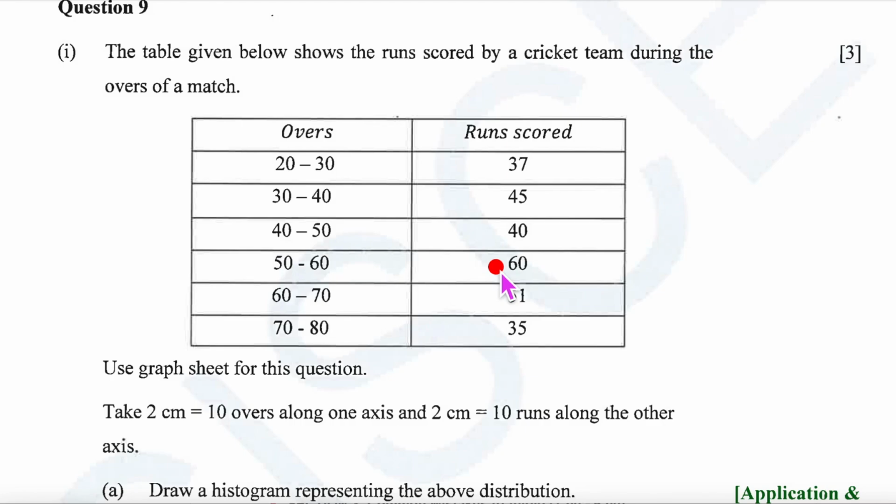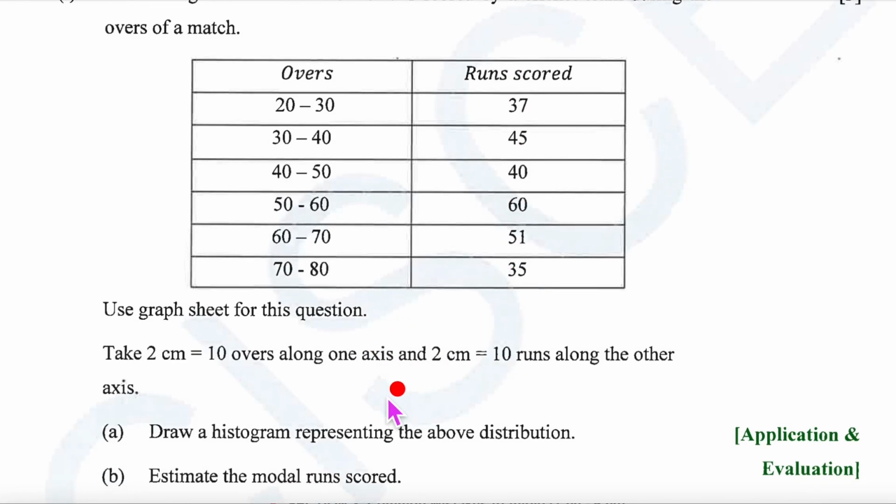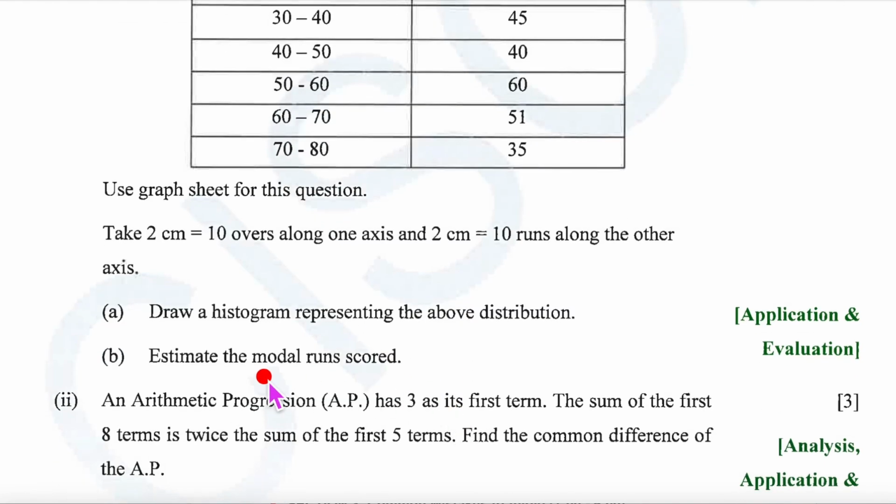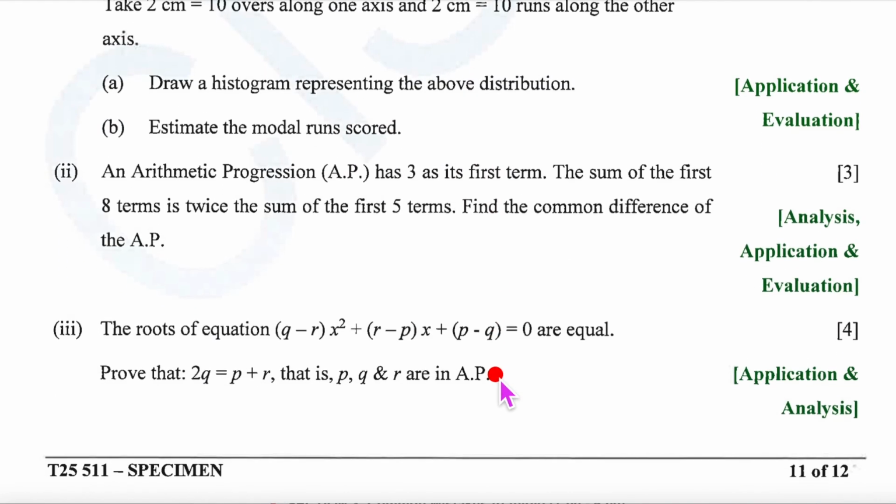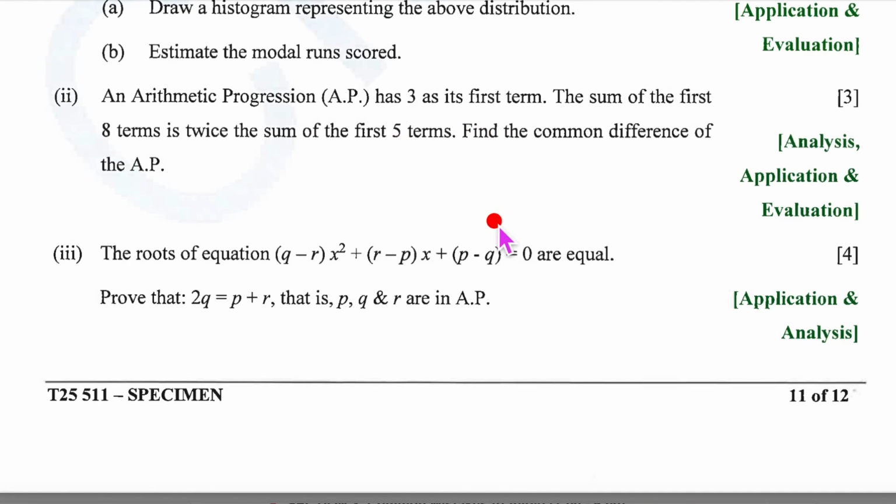Now let us come to question number 9, 3-mark question. This is draw histogram is easy, mode is easy, arithmetic progression 3 as the first term. So a equal to 3. The sum of first 8 terms is twice the sum of 5 terms. So I have to use SN formula and get the equation. This also is doable. I'll have to be careful.